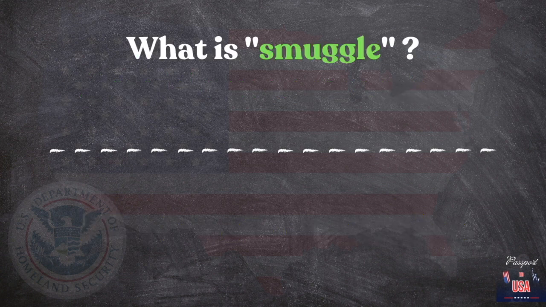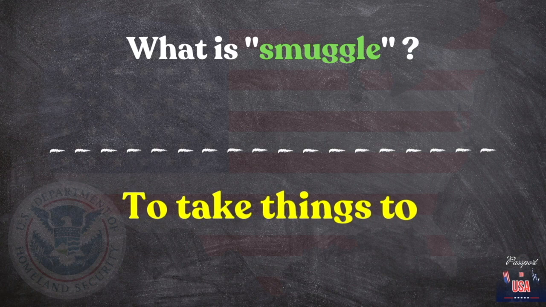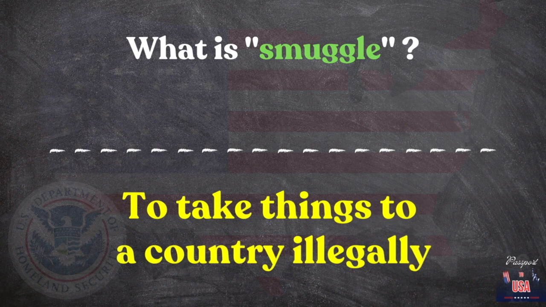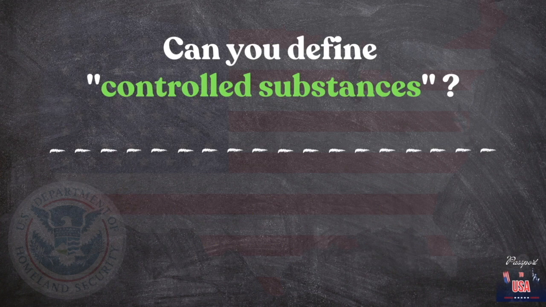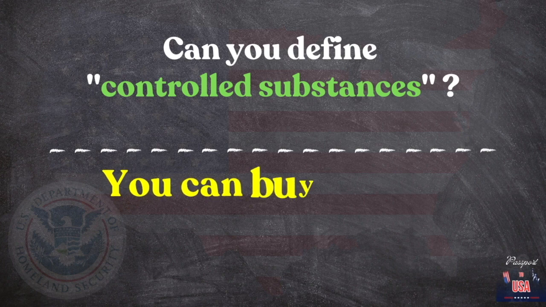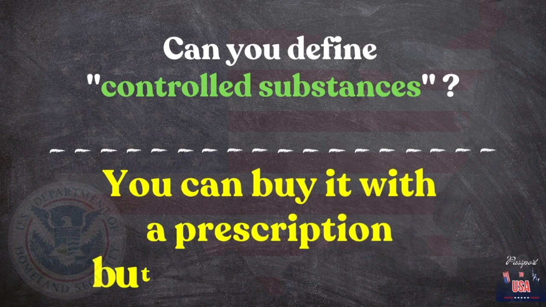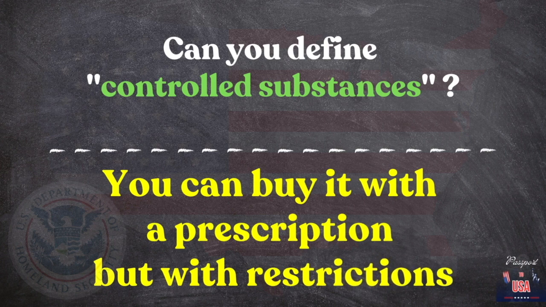What is smuggle? To take things to a country illegally. Can you define controlled substances? You can buy it with a prescription, but with restrictions.